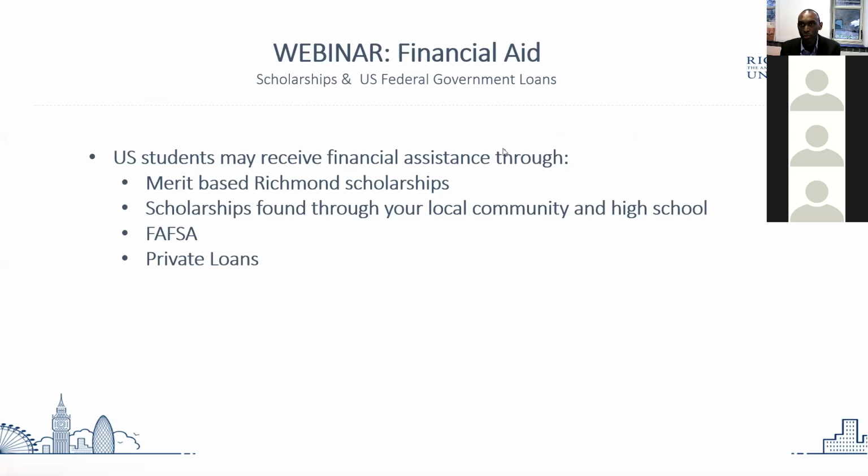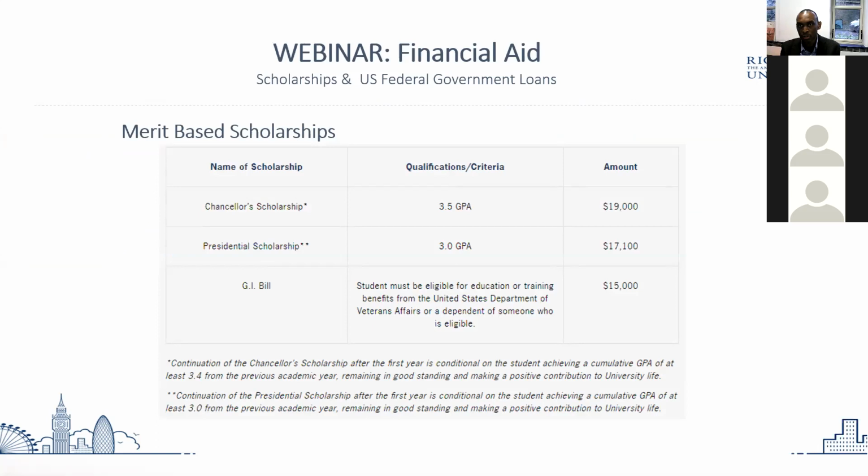I'll continue on the next slide. Generally, in terms of scholarships, these are just some examples of scholarships that are offered through the admissions office: the Chancellor Scholarship, which is $19,000, the Presidential, as an example, $17,100, and the GI Bill.